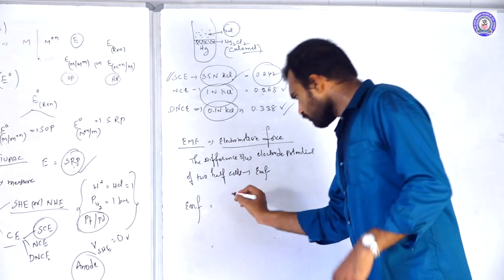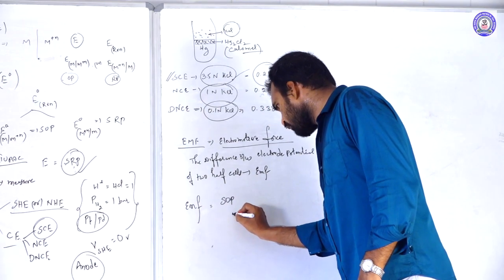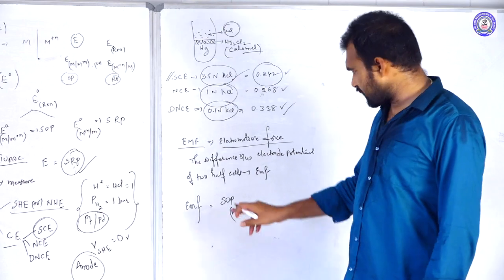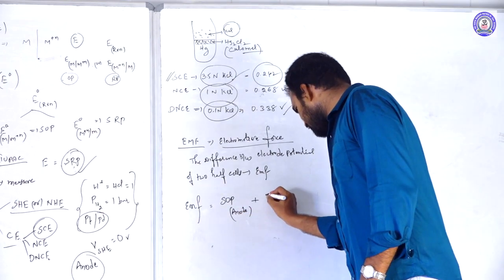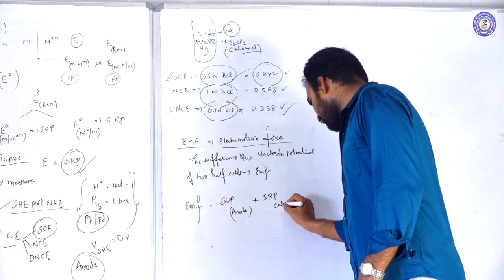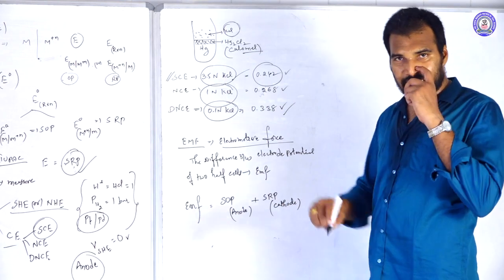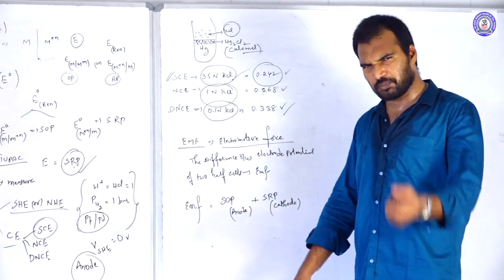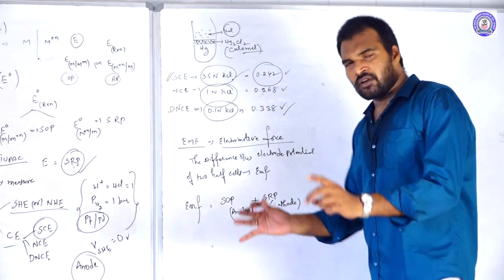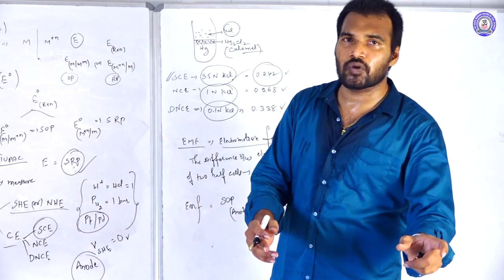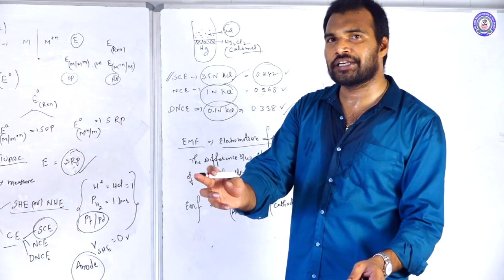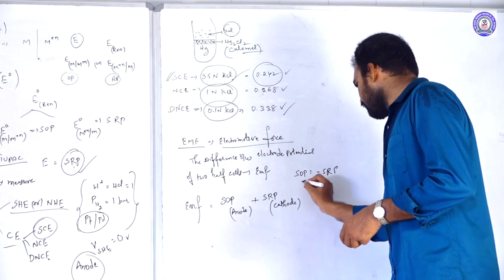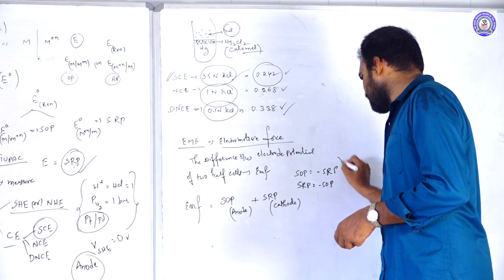EMF is equal to SOP of anode, because at the anode the oxidation process takes place, plus SRP of cathode, because at the cathode the reduction process takes place. The sum of both we call EMF. Simple logic. And remember one logic: if you know the SOP value, then the SRP value is the same magnitude but with opposite sign. So SOP is equal to minus SRP, or SRP is equal to minus SOP.